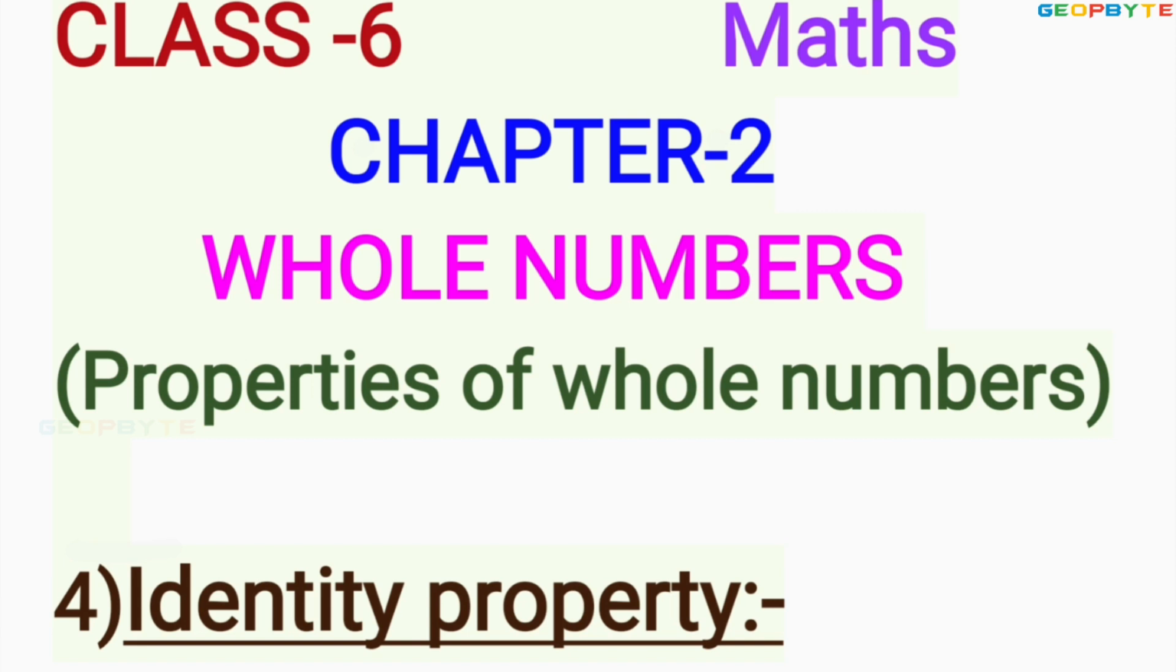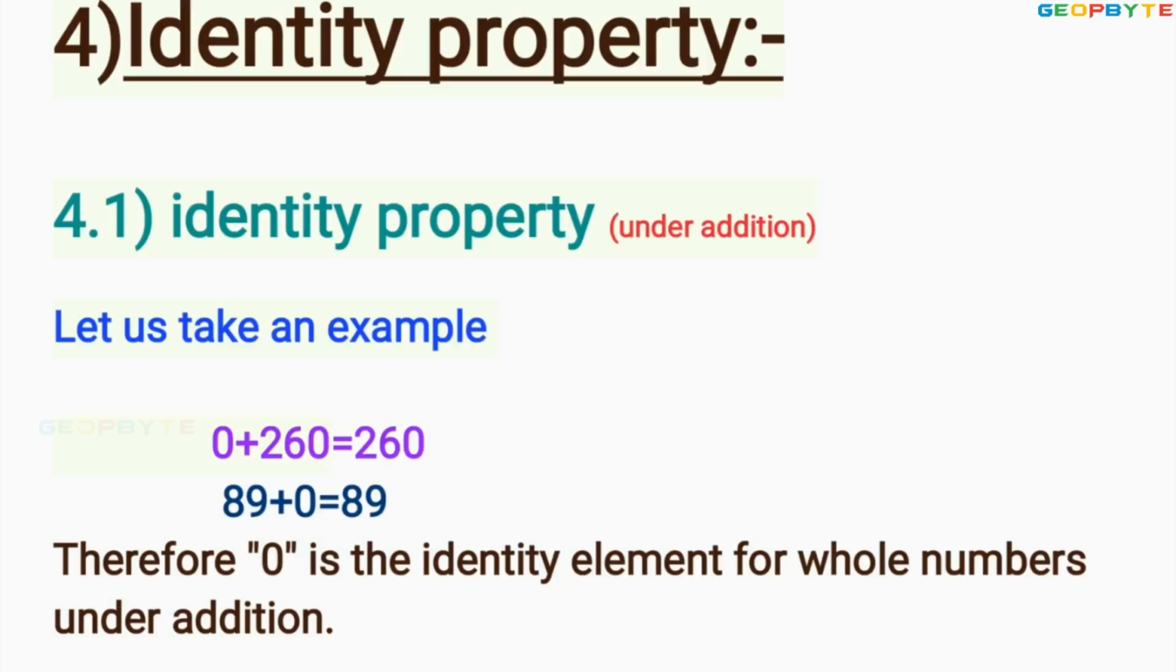Now the remaining properties of whole numbers are identity property, distributive property, multiplication and division by 0, and the last one, patterns in whole numbers. Now first let us take the identity property or identity element. Again, the identity property we are going to discuss for addition and multiplication.